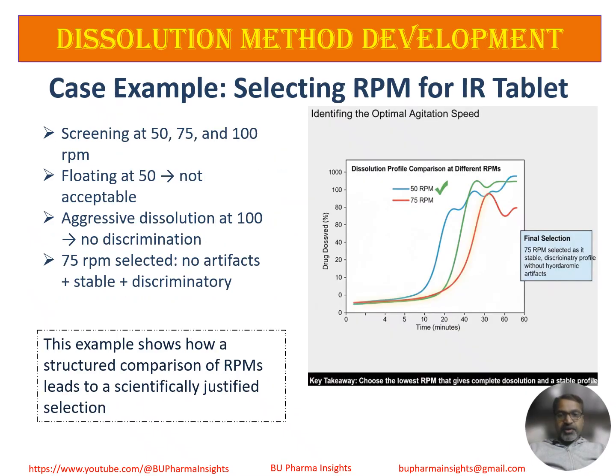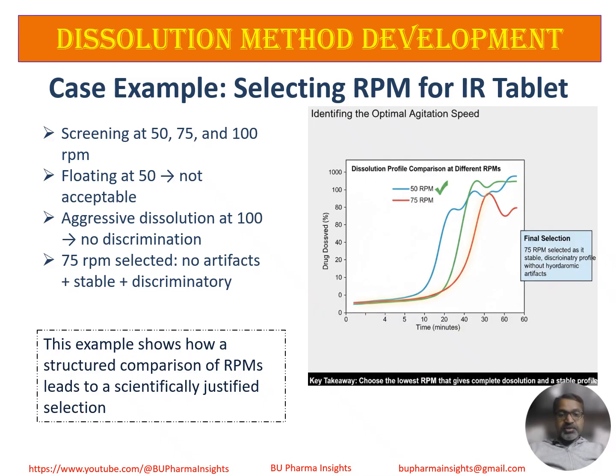Always retain photographs and raw data to support regulatory justification. This example shows how a structured RPM comparison leads to scientifically justified selection. 50 RPM, floating observed, not acceptable; 100 RPM, dissolution too aggressive, no discrimination; 75 RPM, no artifacts, stable hydrodynamics, and good discrimination. That's how RPM should be selected, by evidence, not by habit.